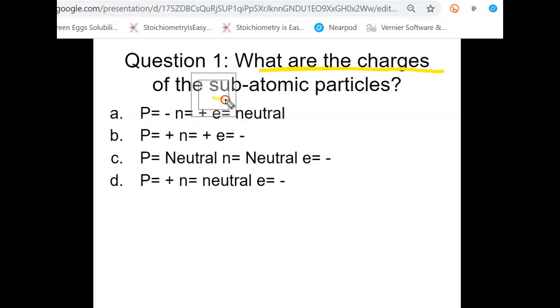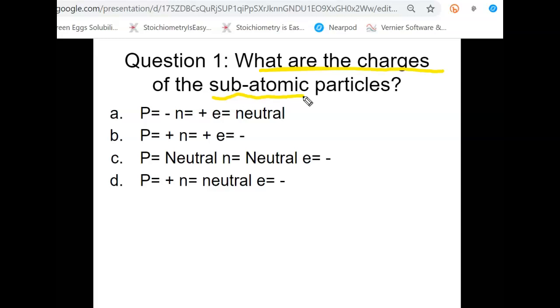What are the charges of the subatomic particles? We need to make sure that we know what is meant by the term subatomic particle. Sub means under or inside, like a submarine is under the ocean. So subatomic means inside the atoms. This means, what particles do we know that are inside the atom, and it's asking what charges those are.